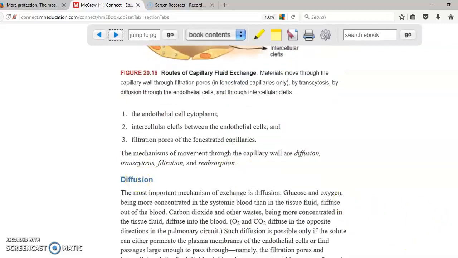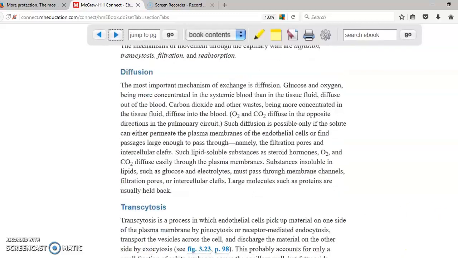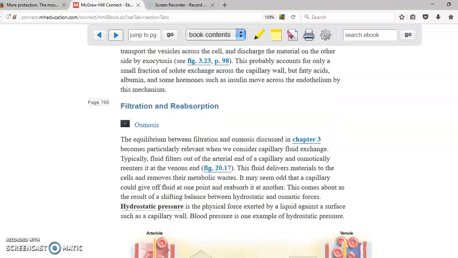Diffusion, obviously, we already mentioned this several times, especially in Anatomy 1. Diffusion is the movement of molecules from high concentration to low concentration. Transcytosis already explained. Endothelial cells will pick up material on one side and they will transport that to the other side of the endothelium in order to be released. Filtration or reabsorption. Filtration happens because there is difference in pressure.